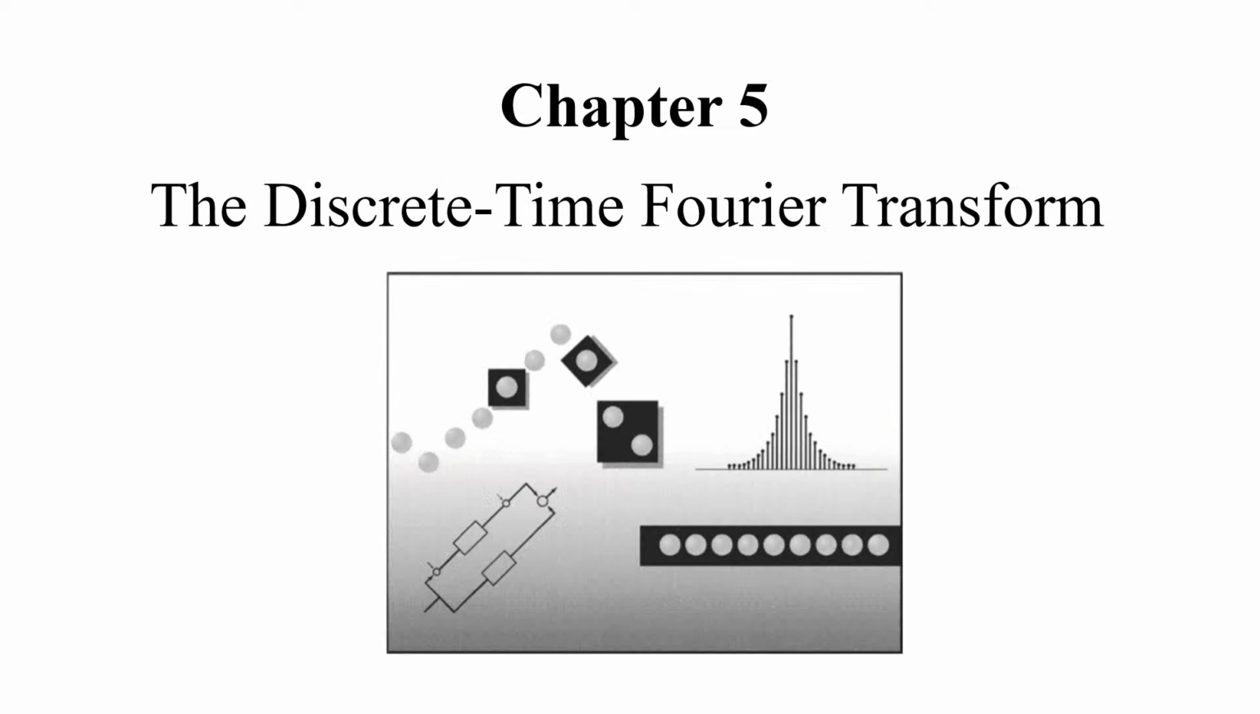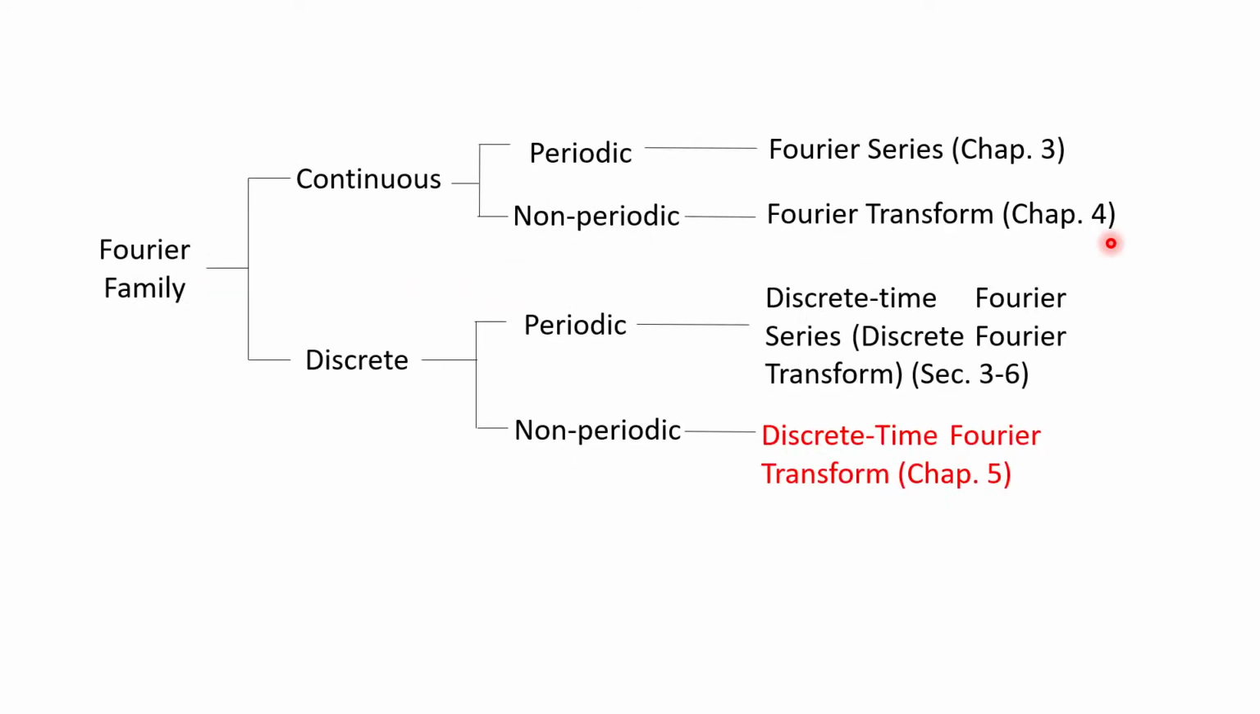Okay, chapter 5. So chapter 5, once again, is Fourier transform. Not surprisingly, we talked about continuous-time Fourier transform, and now we talk about discrete-time Fourier transform. So this is a big picture, although the tree is a little weird.